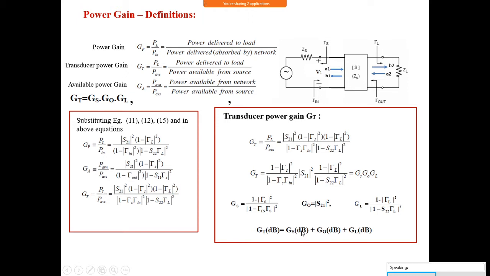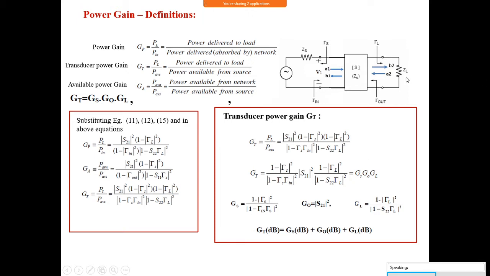So that's why, what value do you have to choose? We cannot take this, that means it may be fixed, for example, to 50 ohm. Okay, if it is the case, then what happens? Gs is equal to 0 dB. 0 dB means we cannot get a GT equal to 20 dB.